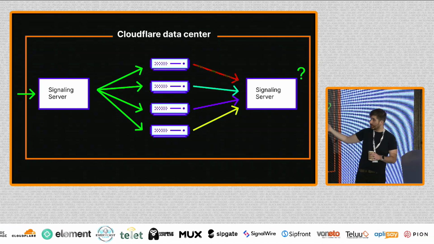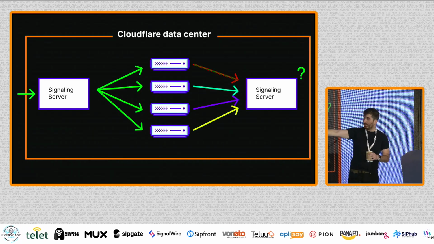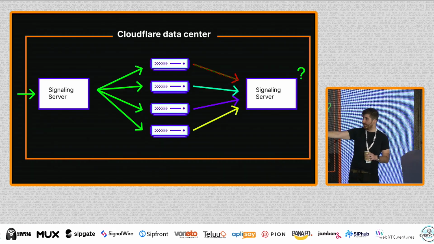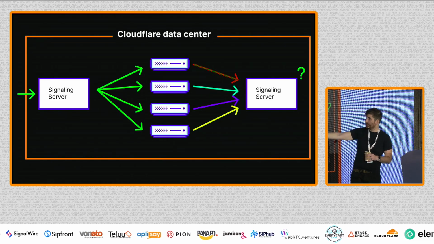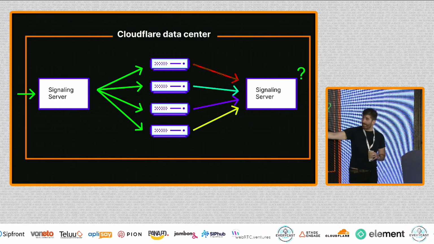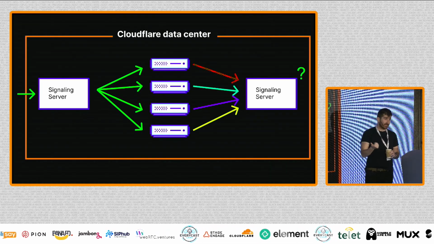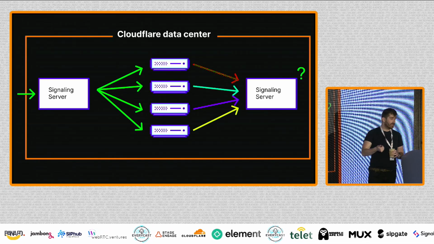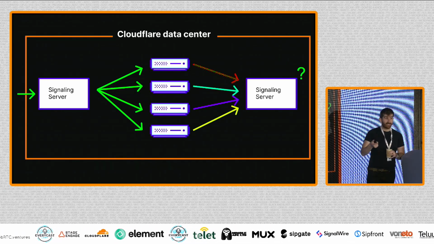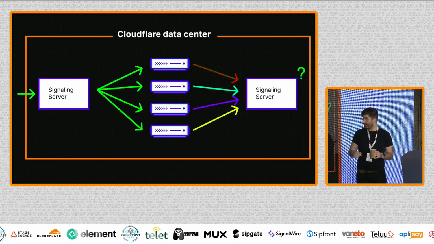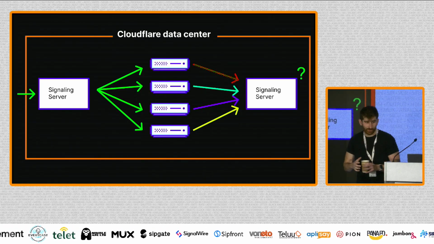But the signaling server doesn't know what to choose. So for example, you might have an offer coming in. It goes to any of these machines. You can send it to all of them. And you will have different answers because you have different SSRC randomness there. And then there's randomness that comes from DTLS certificates. Like, how do you deal with that? The signaling server doesn't know what to choose.